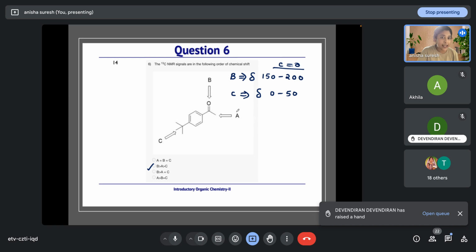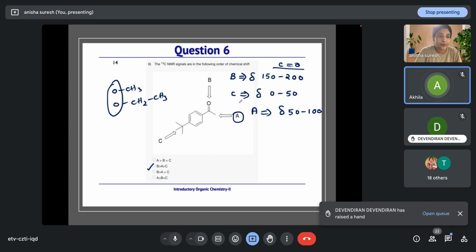Clear? And this A, it is next to a carbonyl, similar to OCH3, OCH2CH3, which is an electron withdrawing group or electronegative group. This carbonyl is electron withdrawing group, right? So it is next to such electron withdrawing group. So its chemical shift will be coming in the region of delta 50 to 100. So that is why here the delta of B will be greater, then comes delta of A, and the delta of C will be lesser. Fine. Any doubts? No, ma'am. Okay.